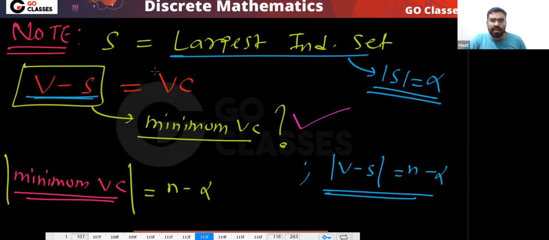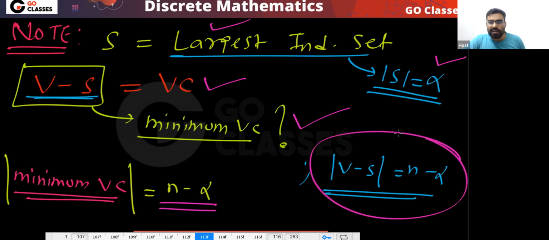Very simple point. S is the largest independent set, it means the size of S is alpha. Then the size of the minimum vertex cover will be n minus alpha. And this is a vertex cover, V minus S, and its size is also n minus alpha. So this is a minimum vertex cover.